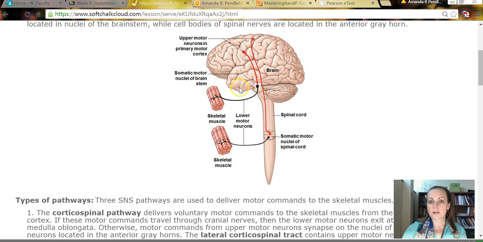Okay, and so that's what this picture is showing. We've got the upper motor neuron in red, starting in the brain and ending either in the brain stem, or in this case starting in the brain and ending in the spinal cord. It hands off the signal to the lower motor neuron here in black, which is going to, in this case, start in the brain stem and go out to the skeletal muscles, or in this case down here it starts in the spinal cord and again goes out to the skeletal muscles.